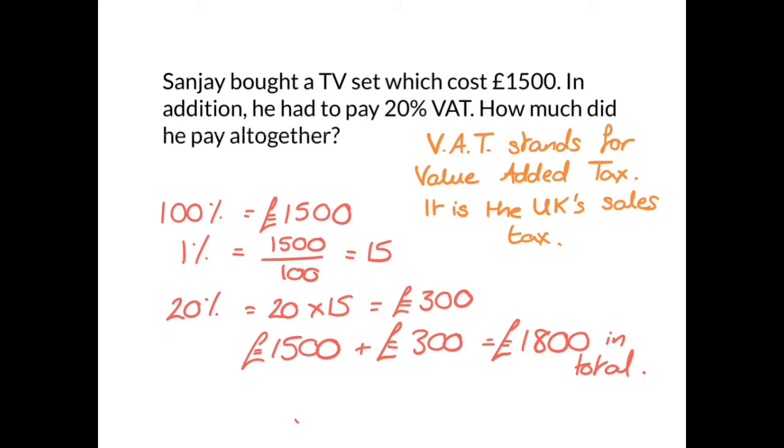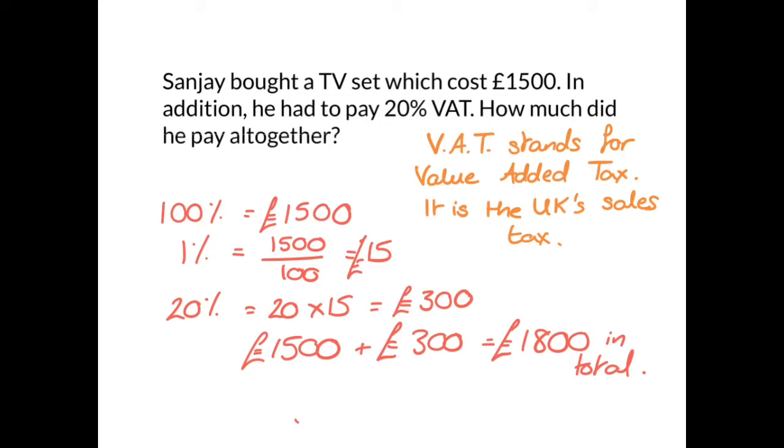So if 100% is £1,500, 1% is £15. Oh, I've forgotten to write in my pound sign there. Add that in. And then 20% will be 20 multiplied by 15, £300. So he paid £1,500 plus £300 tax. His TV set cost him £1,800 in total.